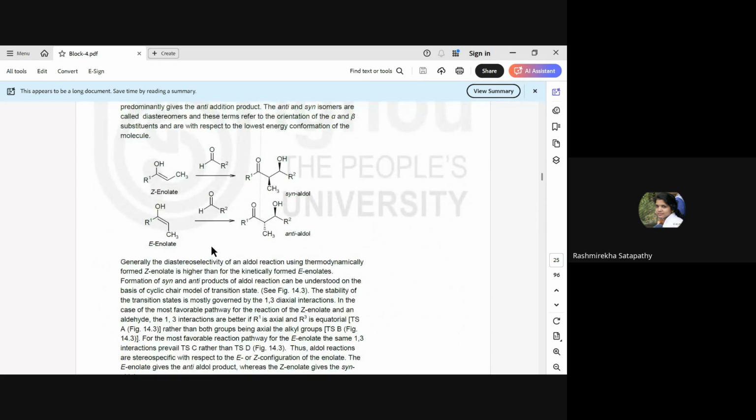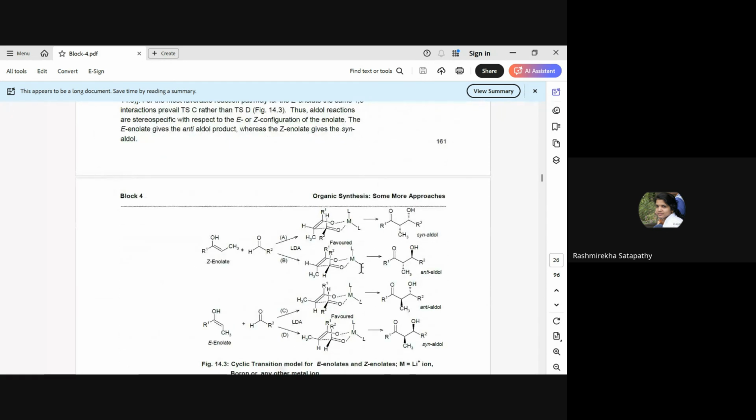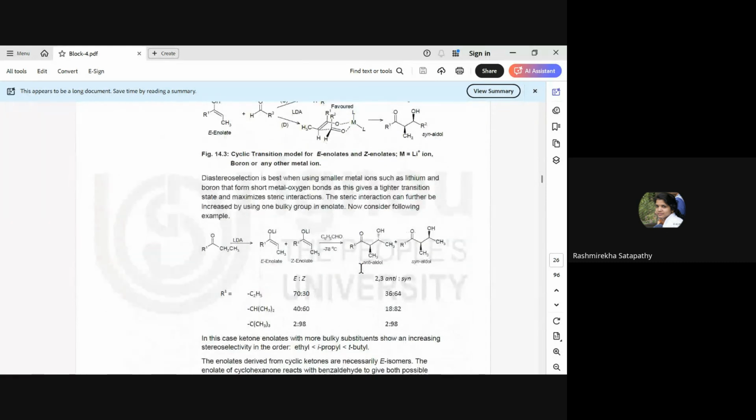Z enolate, E enolate. This gives the syn diol, and this gives the anti diol. So this is the mechanism of how syn and anti products are forming. Cyclic transition model of the E enolate and Z enolate, with boron or any other metal ion.